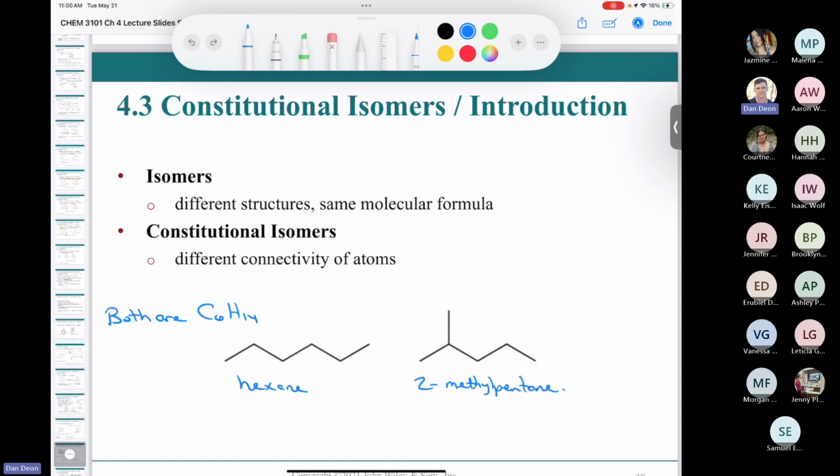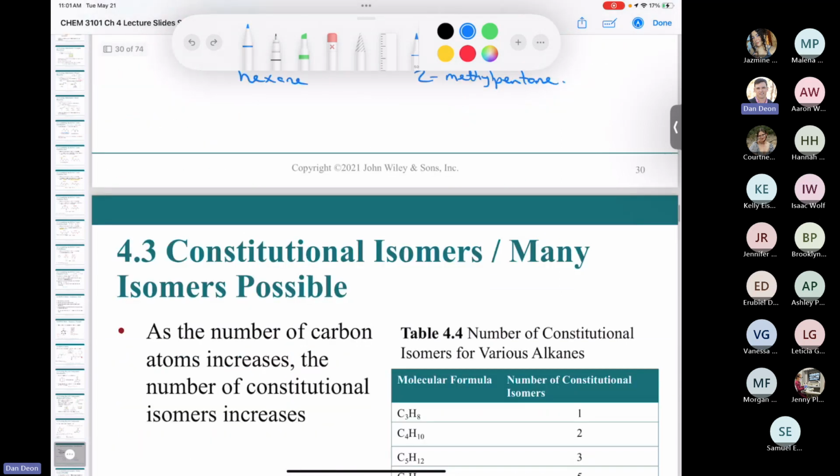So constitutional isomers are compounds that have the same connectivity of atoms, but they're not identical. We're going to talk a lot about constitutional isomers as the class moves on. But the bottom line is, if you have constitutional isomers, they have the same molecular formula. So isomers have different structures with the same molecular formula. Constitutional isomers have a different connectivity of atoms.